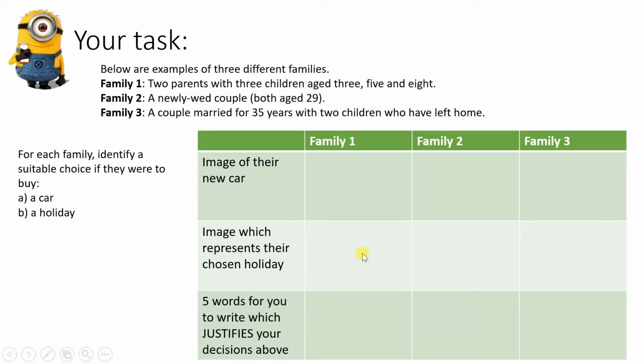Now, if you can't find the image, then you can use words to describe it. That's absolutely fine. But the bottom line is the most important. You need to justify your decision, why you chose that particular car or holiday, and how you think that matches that type of person. That's the crux of this task.